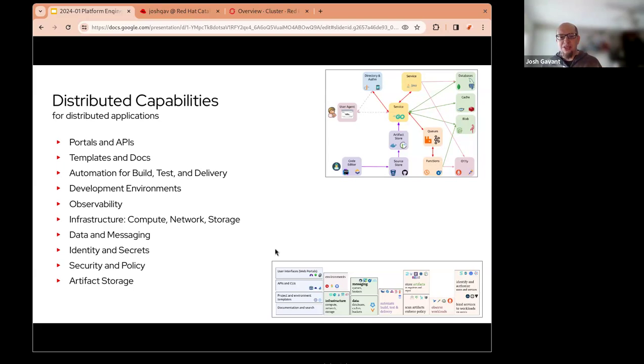I'd be curious, if anyone wants to come off mute at some point and talk about capabilities that they've prioritized in their environment and what they consider to be key capabilities in a platform.